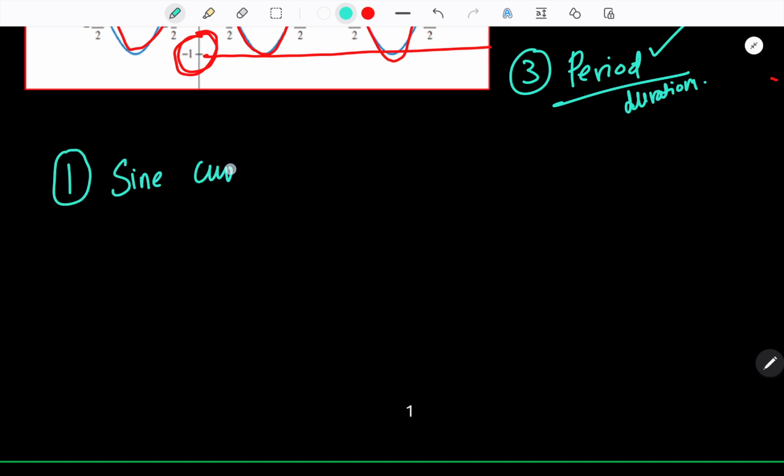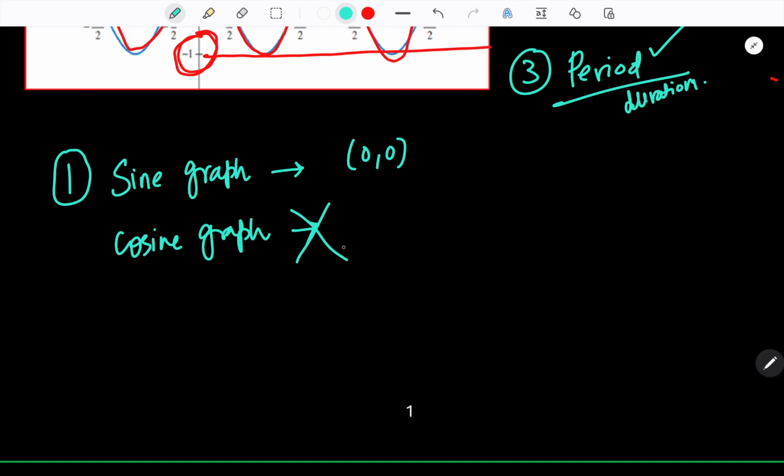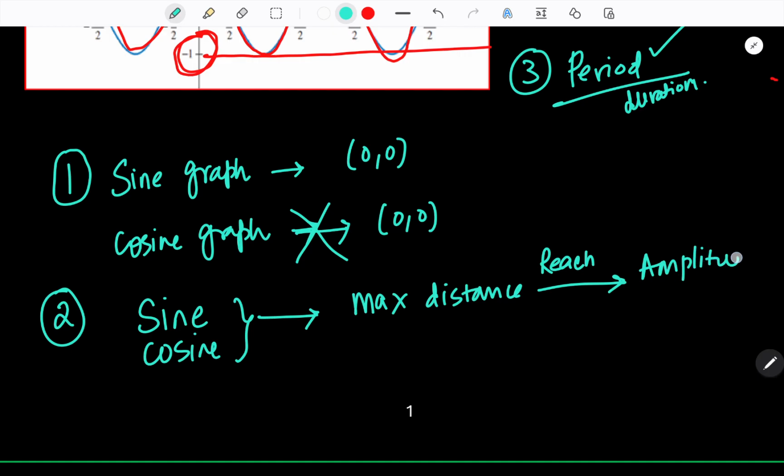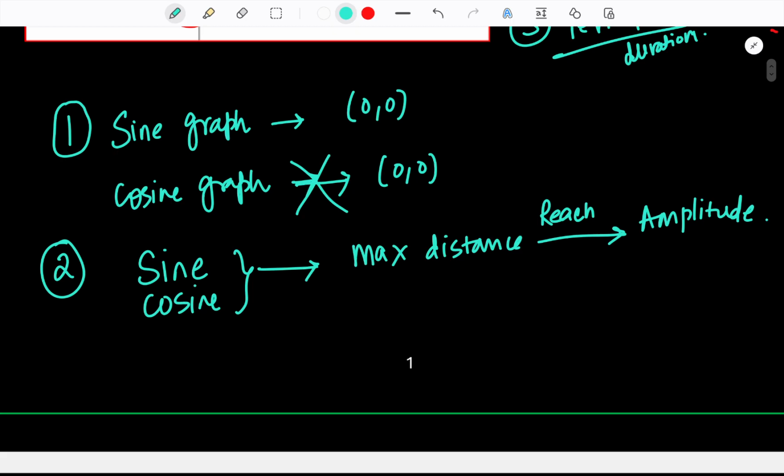The sine curve passes through 0, 0. And the cosine curve, this is also the first point. The cosine curve, or the graph, I think graph is the easier word for you. The sine graph passes through 0, 0. The cosine graph never passes through 0, 0. And the second important point: either it's a sine curve or a cosine curve, you should draw both up to the maximum distance. It means your graph should reach your amplitude. It must. Otherwise, there is a mistake in your calculation.